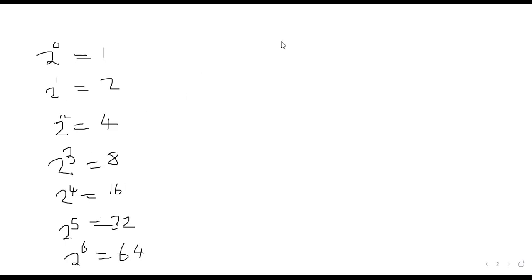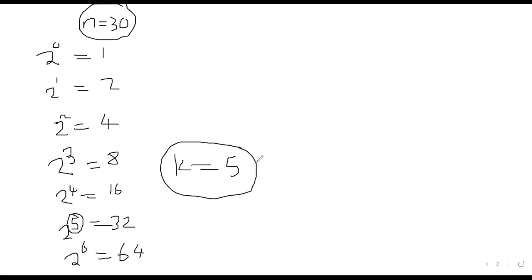So we're interested in these powers. Which number first exceeds? Remember, our sample size was 30. Which power first gives us a number that exceeds 30? 5 first gives us a number that exceeds 30. So our k is equal to 5, because 2 to the power 5 is 32.